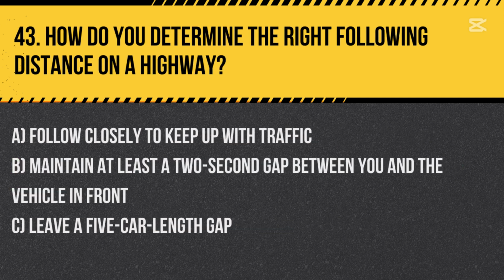Question 43. How do you determine the right following distance on a highway? A. Follow closely to keep up with traffic. B. Maintain at least a 2-second gap between you and the vehicle in front. C. Leave a 5-car length gap. Answer: B. Maintain at least a 2-second gap between you and the vehicle in front. This distance allows adequate time for reaction and stopping in case of sudden traffic changes.